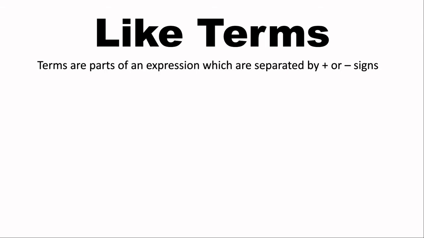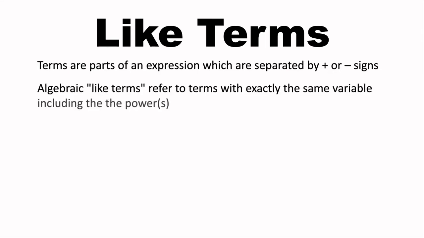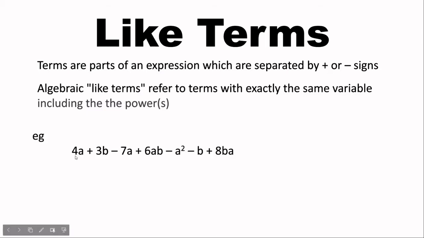Hopefully by now you should be fairly familiar with algebraic expressions and algebraic equations. So you should recognize that terms are the parts of an expression which are separated by either a plus or a minus sign. In algebra, like terms refer to terms with exactly the same variables, including the powers. For example, here I've got an expression with 1, 2, 3, 4, 5, 6, 7 terms, all separated by either plus or minus signs. And in this expression, some of these terms are like terms.